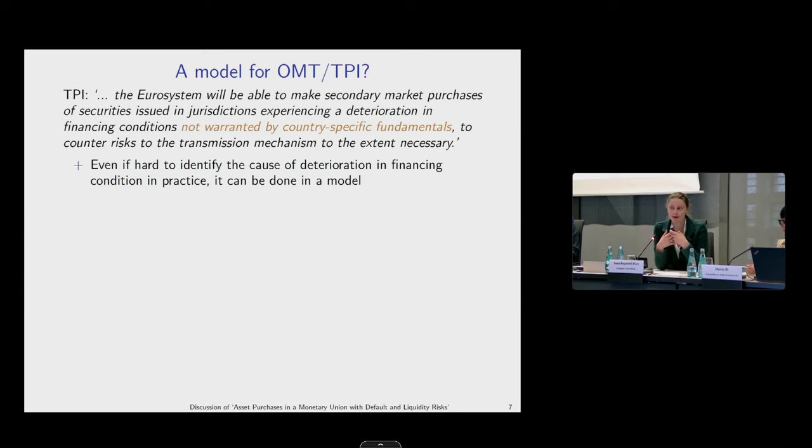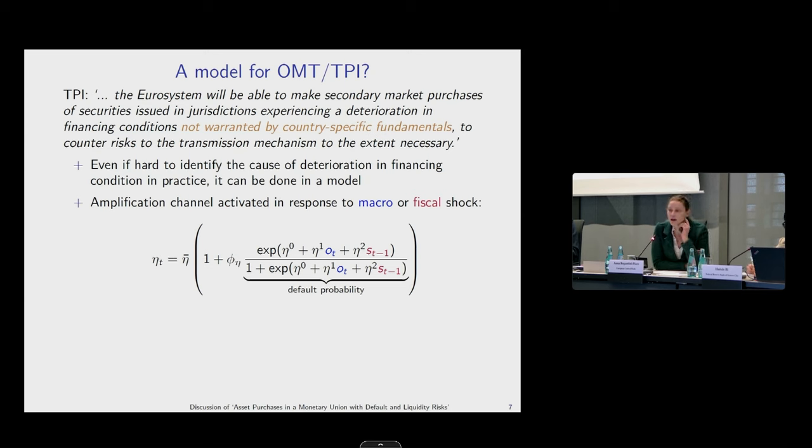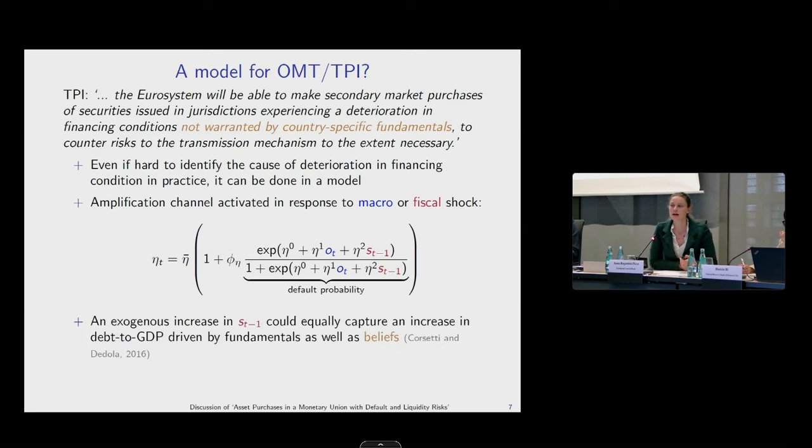That's, I think, why we have models, to fix ideas and think more about how we can decompose the two. And so I was thinking about the amplification channel that is activated in response to macro shocks or fiscal shocks. So at the moment, what you've shown us is an exogenous increase in debt to GDP. It would be this S_{t-1} here, which is going to increase the probability of default and so tighten the financial markets. But the model at the moment is kind of silent about what drives this exogenous increase in debt to GDP. It could be driven by fundamentals.